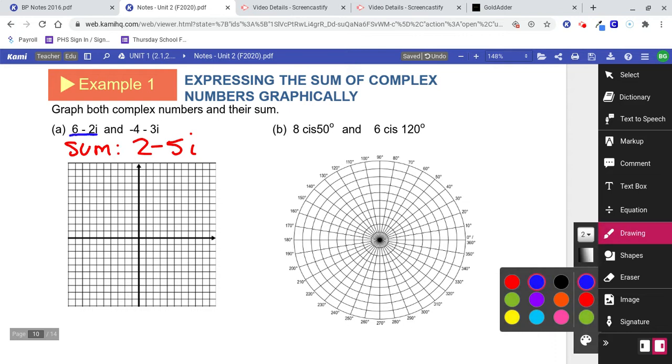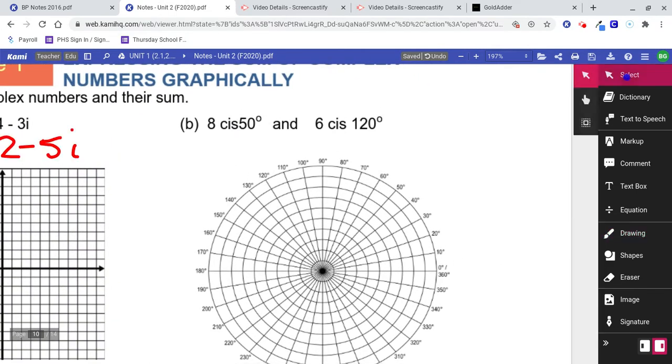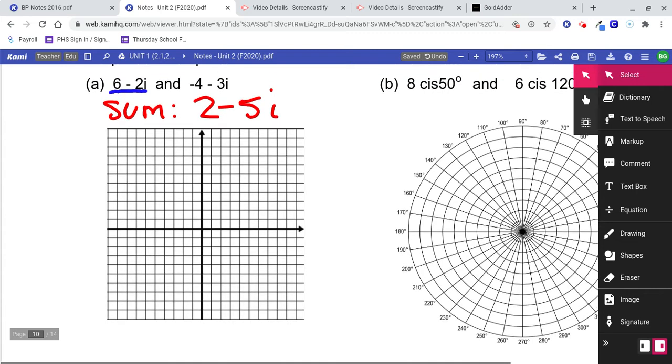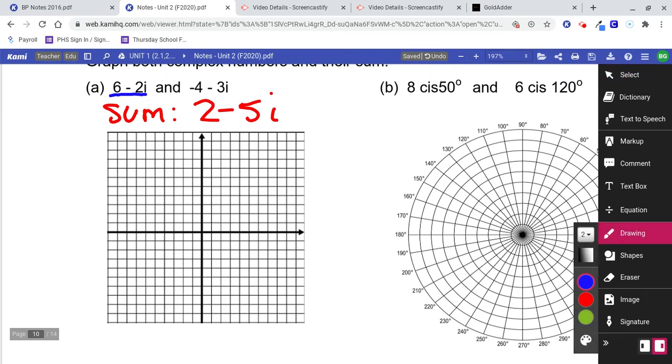Here's the first vector, 6 minus 2i. So I go right 6, down 2. 1, 2, 3. Let's zoom in a little bit. Okay, right 6 and down 2 is going to put us right there. I want a vector, magnitude and direction right there. That's 6 minus 2i. Let's go ahead and label it 6 minus 2i.